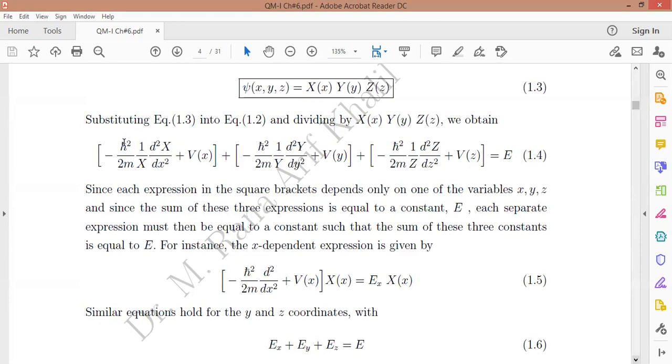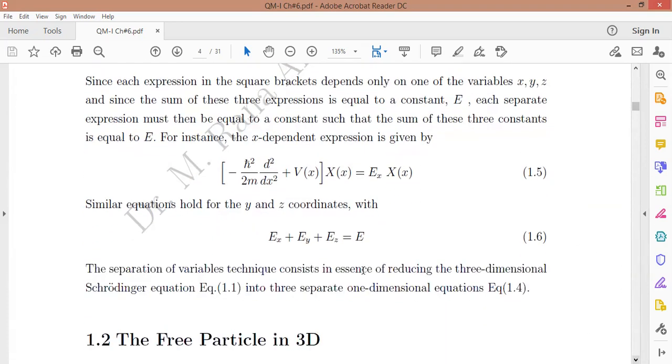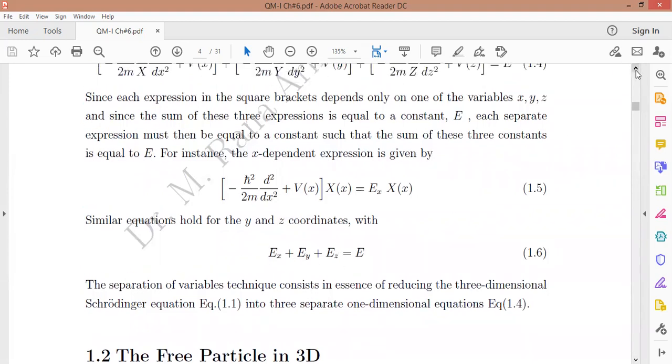And if we just take this term, this term is equal to Ex, and this term is equal to Ey, and this term is equal to Ez. Here you can take capital X, and this is the Schrödinger wave equation in x dimension. Similarly, the total energy E is Ex plus Ey plus Ez. It's very simple, just the kinetic energy and potential energy. And this is just like a wave function along x-axis.